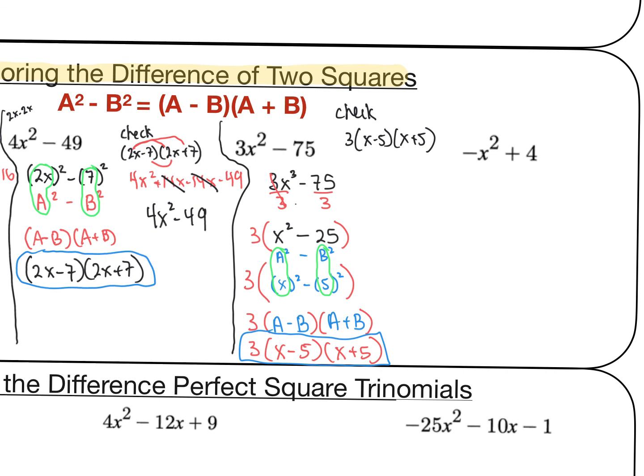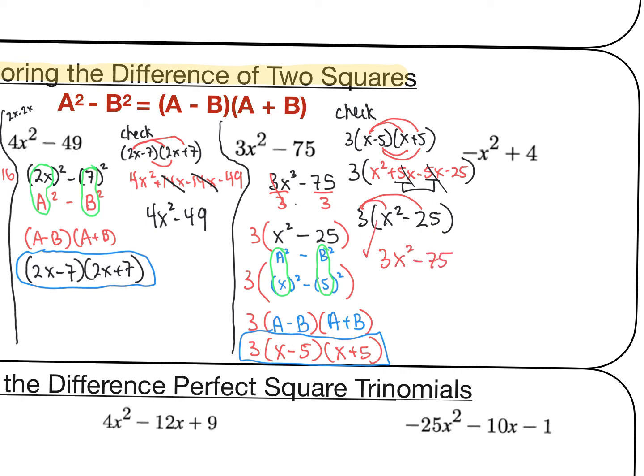And again, we want to FOIL first. So bringing down the 3, we're going to get x squared plus 5x minus 5x minus 25. And this in the middle, we know is going to cancel out its opposite. And so we end up with 3 times x squared minus 25. And when we put this back in, we get 3x squared minus 75. And we know that that checks out. So we're good.